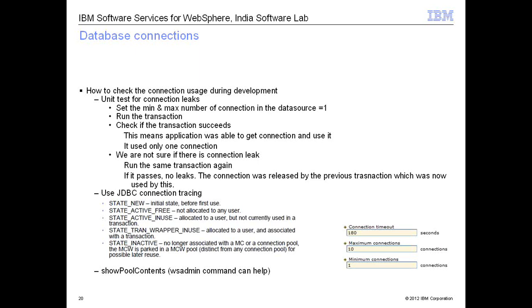Now, what are some of the ways available to check connection usage during development? One of the easiest ways is to set the min and max number of connections on the data source to 1. Run the transaction that you're developing and see if it goes through. If the transaction succeeds, that means the application is able to get a connection and use it. There's no guarantee that it is releasing it, but there is a guarantee that it used only one connection. That you're sure about. Now run the same transaction again.